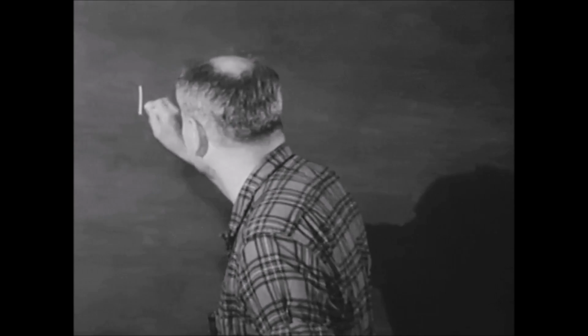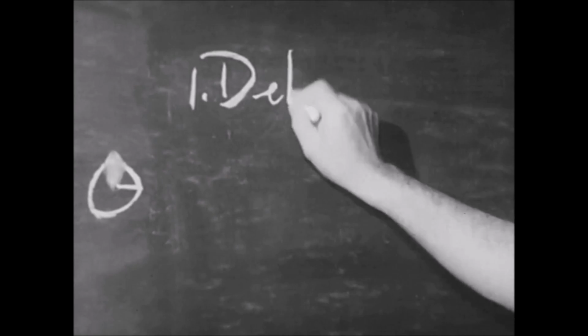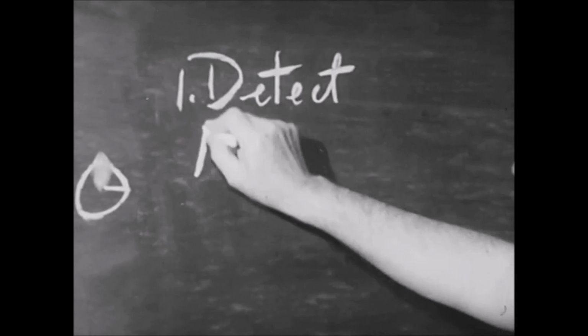These clocks we're going to show you. These are mu-mesons, charged radioactive particles in the cosmic rays. First we have to detect them. So, detect mu-mesons.